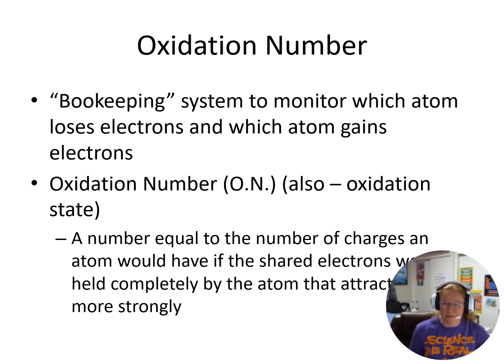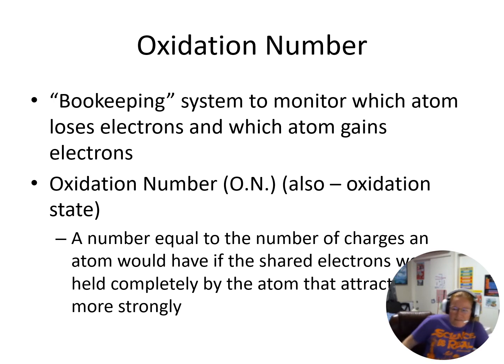Now our oxidation numbers basically just give us a bookkeeping number so that we can figure out where our electrons are moving. If we're using something that's an ion, it's easy. The oxidation number is just going to be the ion charge. But if we are dealing with something that's covalently bonded, where we don't have an ion, it's going to be a number equal to the charge the atom would have if the shared electrons were held more completely by the atom that attracts them more strongly.